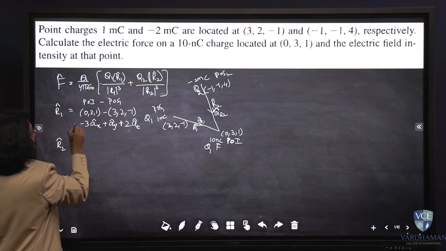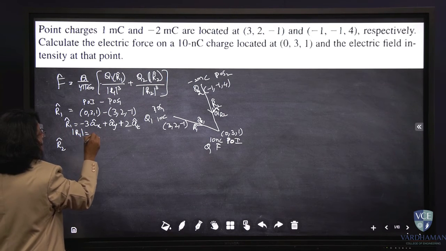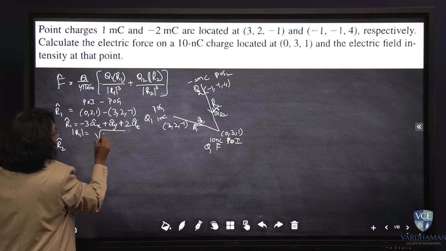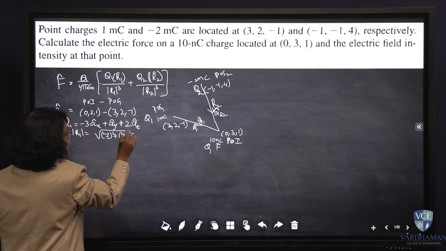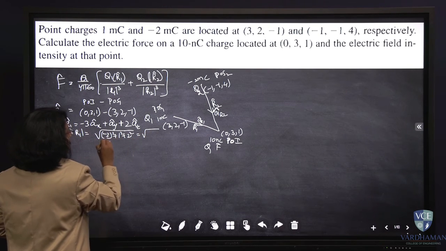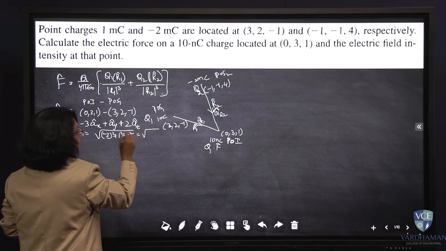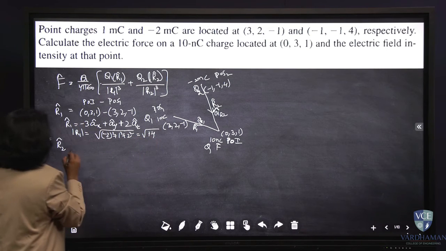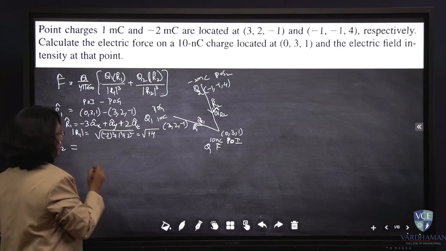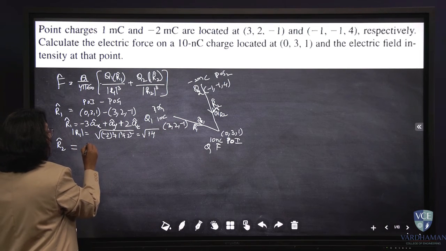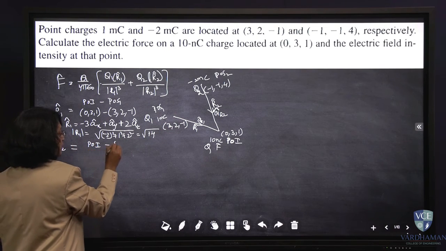This is the distance vector R1, and the magnitude of R1 is nothing but the square root of (minus 3) whole square plus 1 square plus 2 square, which is nothing but 9 plus 1 plus 4, which is 14. In the same way, similarly, we can write the distance vector R2, which is again POI minus POS2.